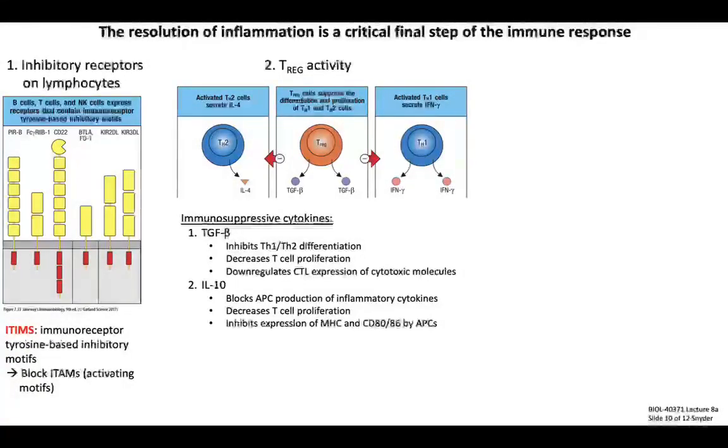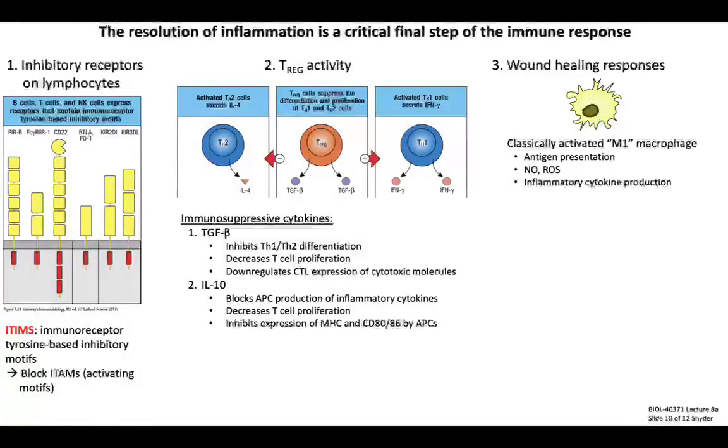Tregs also produce this cytokine called IL-10, which inhibits production of inflammatory cytokines by APCs. Like TGF-beta, IL-10 can also suppress T cell proliferation, and this regulatory cytokine also inhibits expression of MHC and co-stimulatory molecules by APCs. So IL-10 and TGF-beta are powerful immunosuppressive cytokines that can block the activation of both innate and adaptive immune cells following the clearance of an infection.